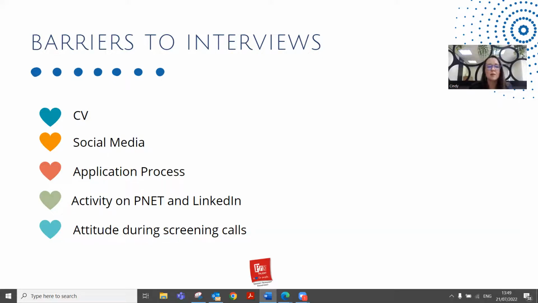And then your activity on PNet and LinkedIn as well. This is a little tip: the more active you are on LinkedIn and PNet, the better your chances of appearing in search engines. As recruiters, we search on LinkedIn and PNet for candidates, using keywords to try and find you. These sites use algorithms, and the more active you are with these algorithms, the better your chances are of appearing in these search results. So just go comment every day, post every day, make sure that you're active.